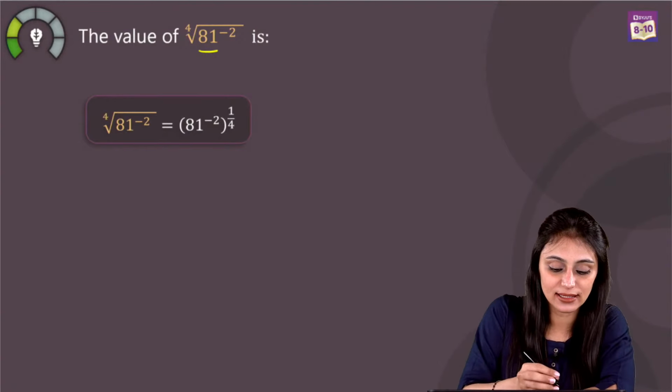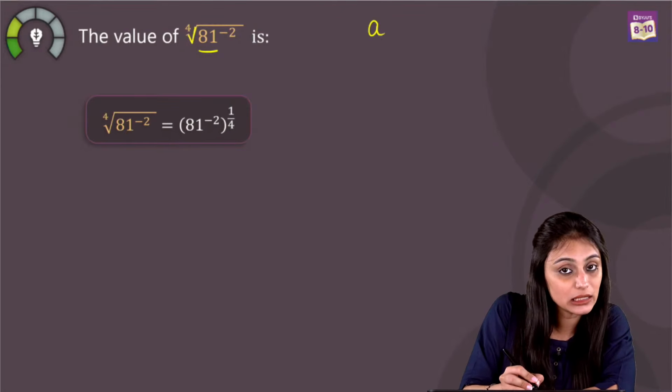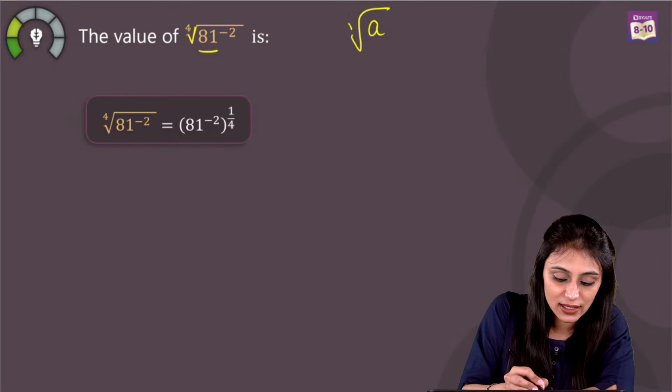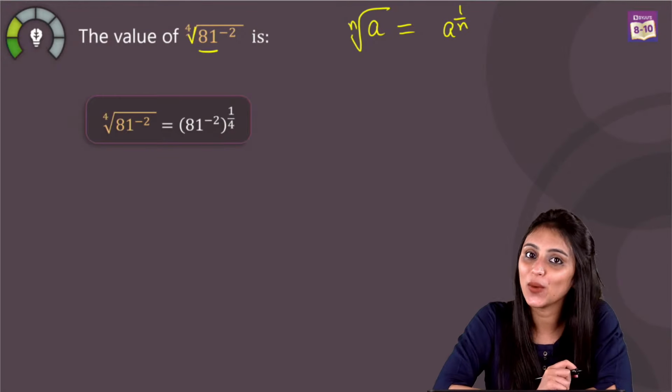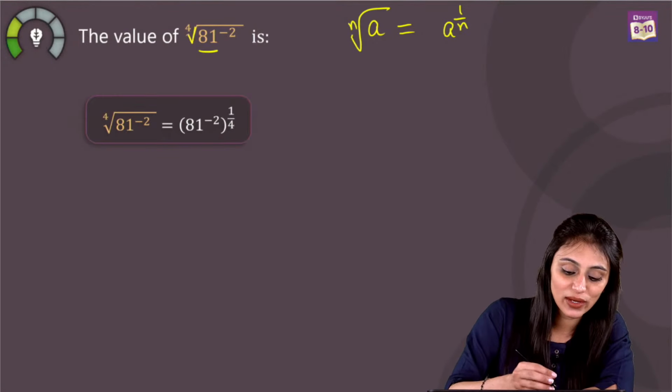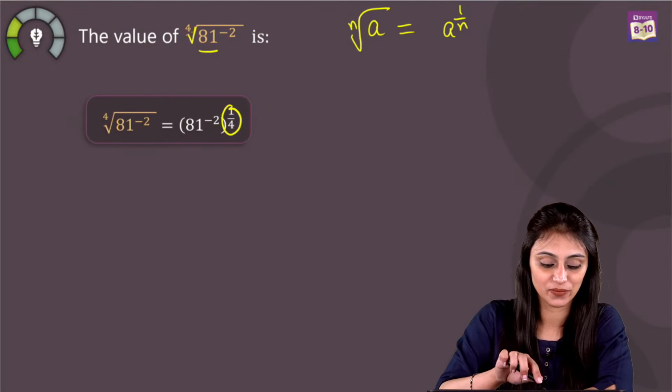Alright, so we can write this as 81. 81 can be written as this, 81 to the power minus 2, and here you can see that we learned this rule, right? If there is something like this, you can simply write it as a to the power 1 by n, right? That's what we are doing here. 4 is here, so I have written that as 1 by 4.